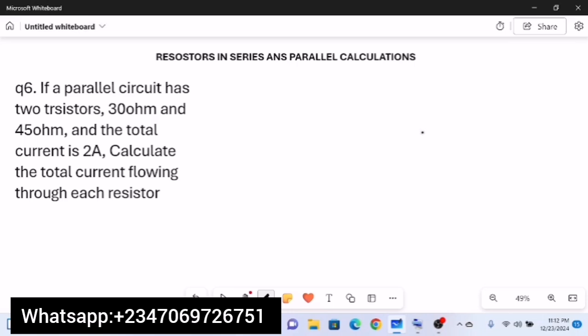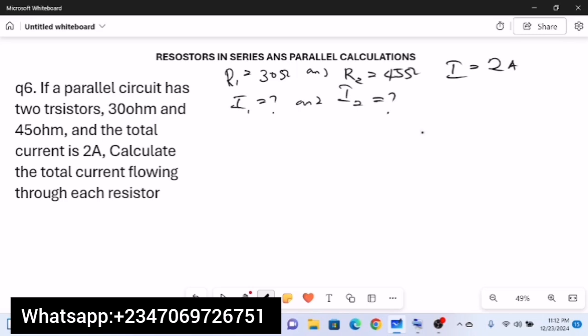So we're given two resistors, R1 equal to 30 ohms and R2 equal to 45 ohms. We are given the total current to be equal to 2 amperes, and we are asked to find the current flowing through R1, call that I1, unknown, and the current flowing through resistor R2, call that I2, also unknown.